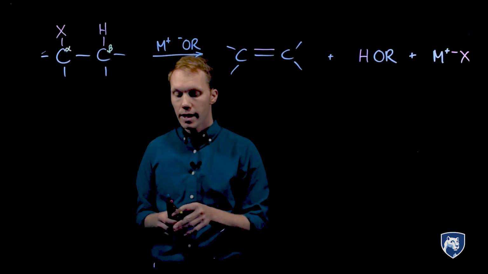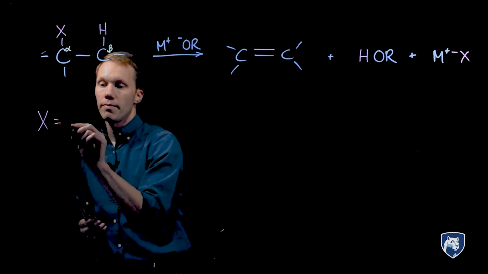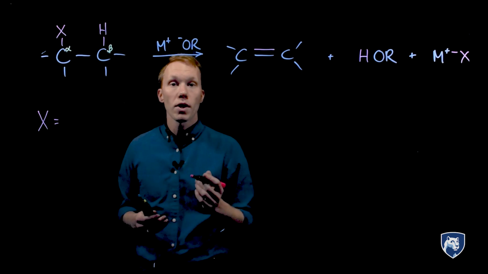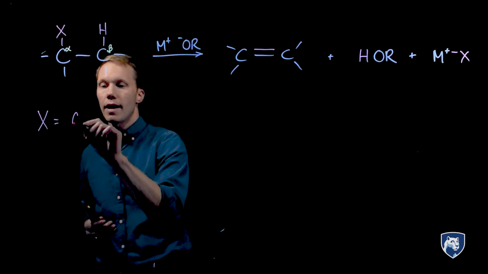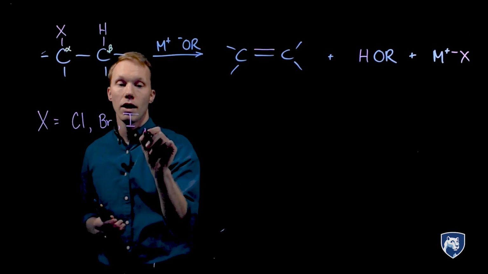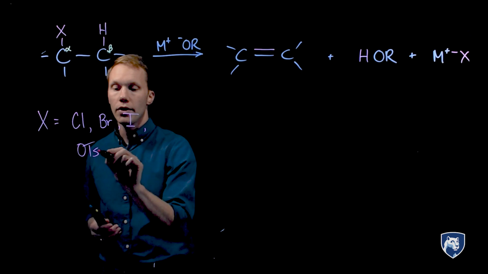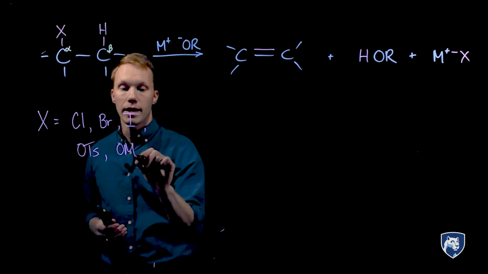The second criteria is that we must have a leaving group, and a good one. Good leaving groups are very weak bases. Halide ions like chloride, bromide, and iodide are excellent leaving groups. We'll also see some others, the tosylate and the mesylate.